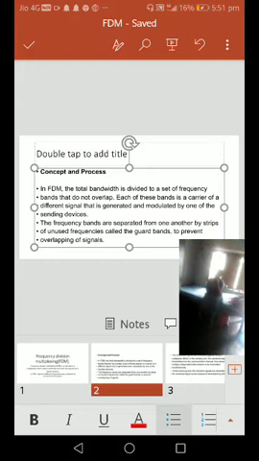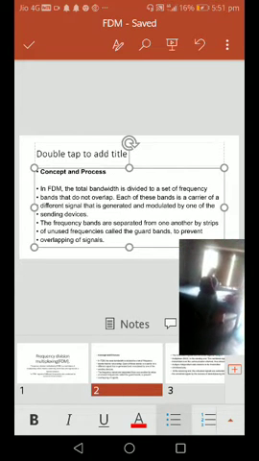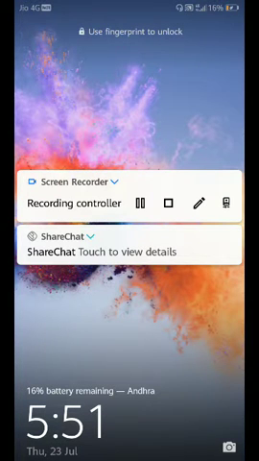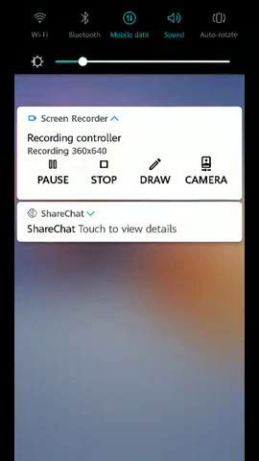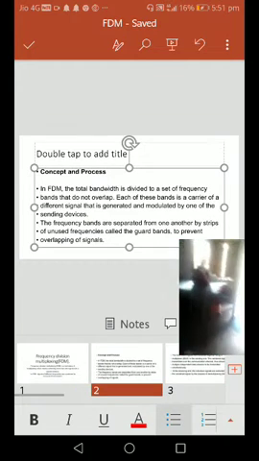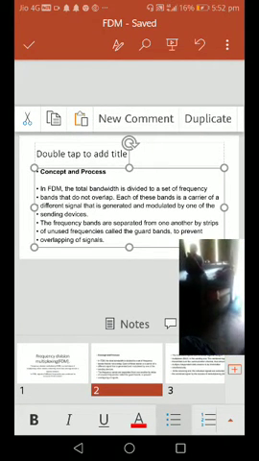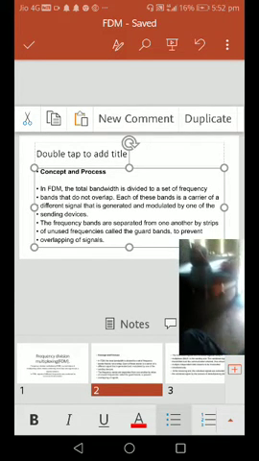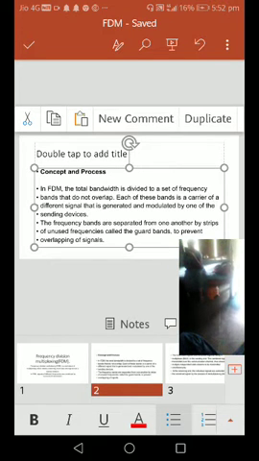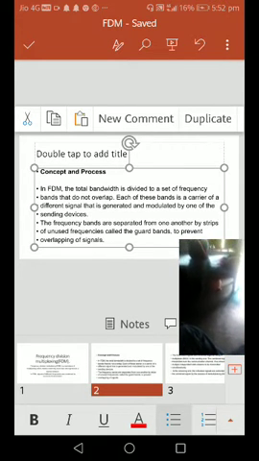The guard band is used to prevent overlapping of the signals, protecting against crossover distortion between the two voice signals. The purpose of defining this guard band is to prevent the overlapping of the signal. This is basically the concept of frequency division multiplexing.